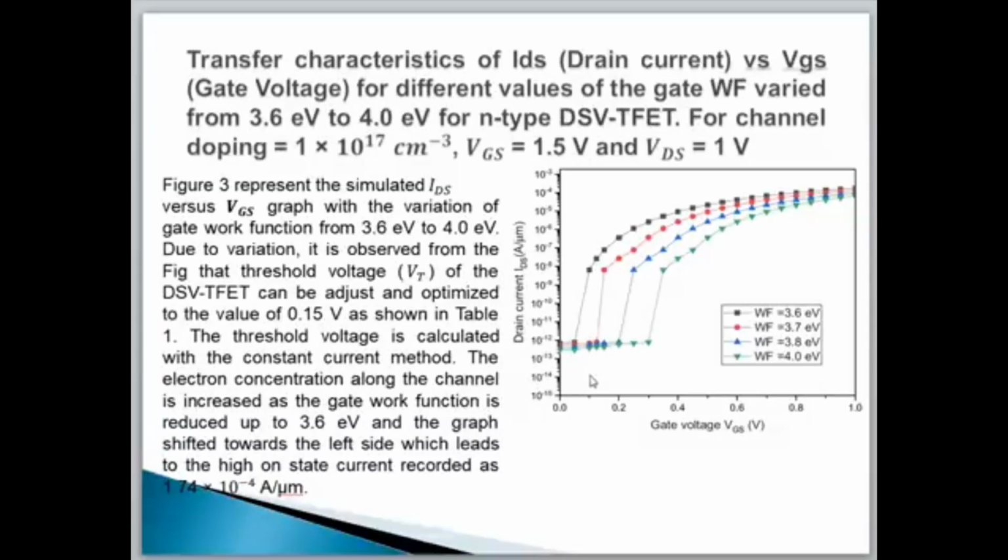It will increase the threshold voltage. If you are reducing the work function of the device, then the graph is shifted from right to left. It will reduce the threshold voltage of the device.